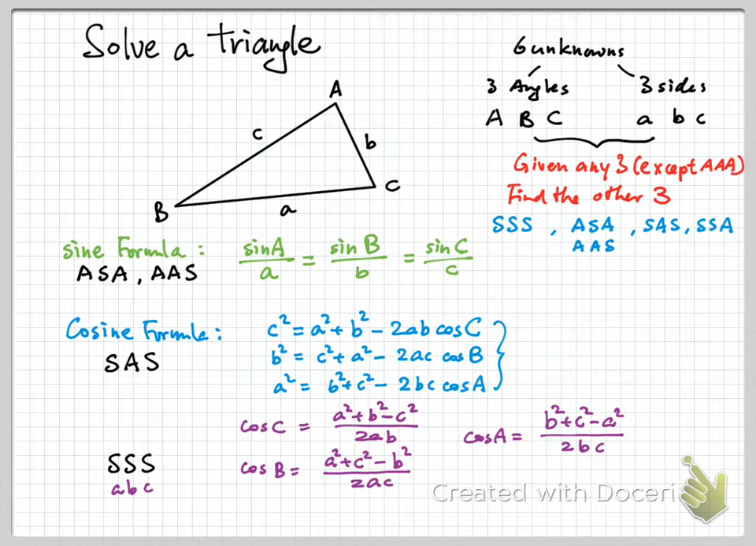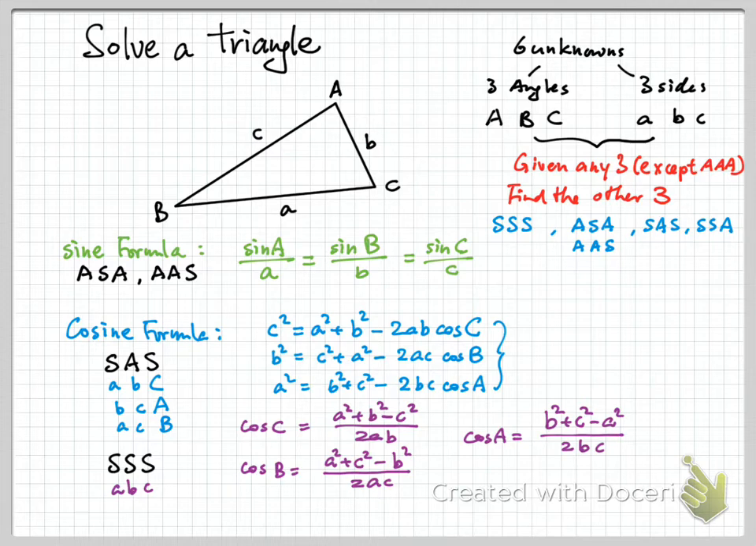Or in the case of the SAS situation, if you have line A, line B, and angle C, or you have B, C, and angle A, or you have A, C, and angle B. These are the SAS situation. Refer to the diagram. If you have A, B, and angle C, this is an SAS. If you have B, C, and angle A, that would be another SAS. Right? So these are the situations where we use the cosine formula.